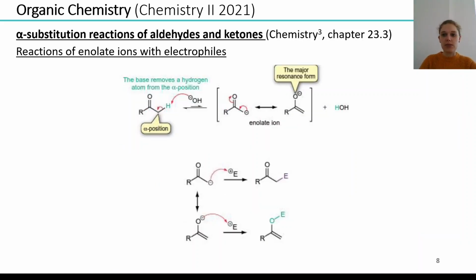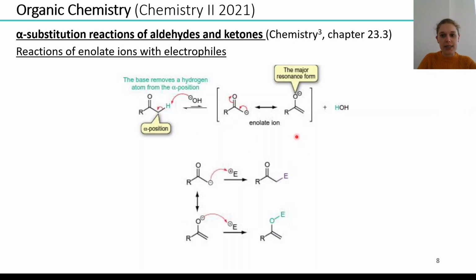Now we continue with the reactions of enolate ions with electrophiles. An enolate ion is formed by deprotonation of an aldehyde or ketone in alpha position in the presence of a base. And this can be seen here. So we start with the ketone or aldehyde, then we have a base around so that this base deprotonates the hydrogen atom in alpha position. We form the enolate ion.